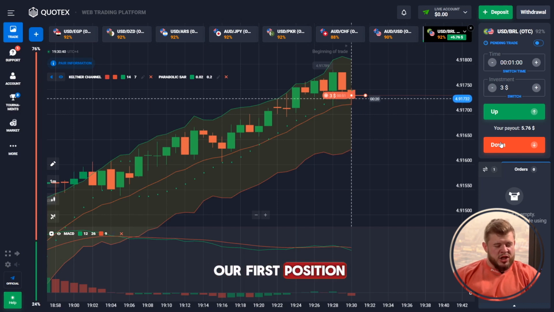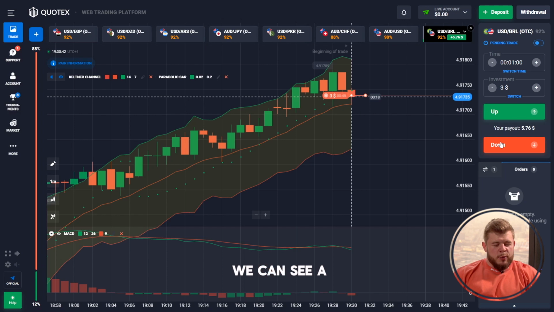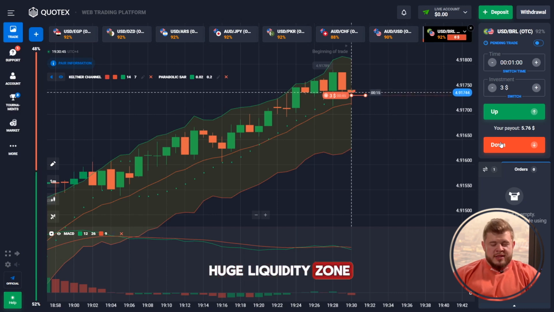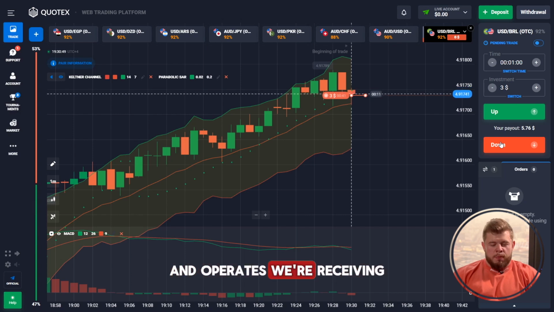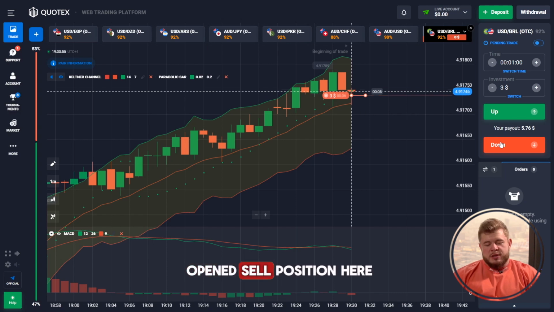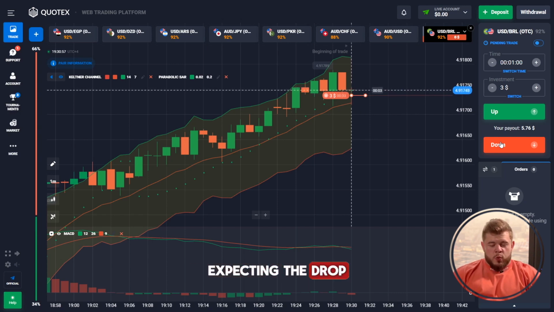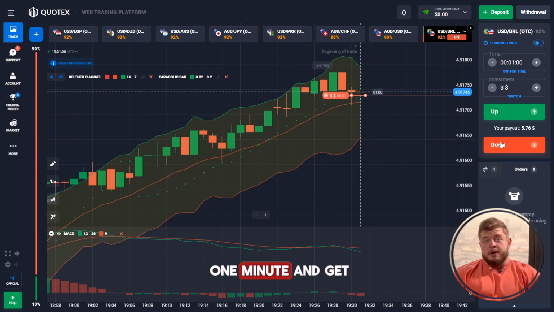This is a sell position. We can see a huge liquidity zone. We have touched the strong resistance level, and after it we're receiving the pullback reaction. That's why we have opened a sell position here, expecting the drop. So now let's wait 1 minute and get our money.